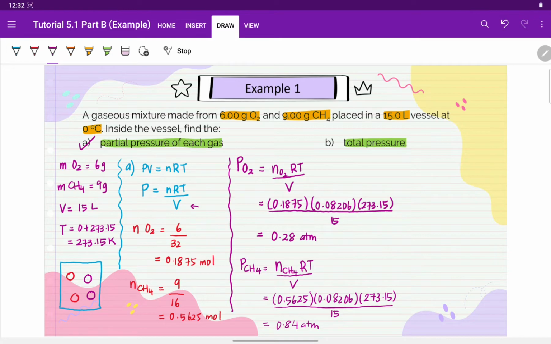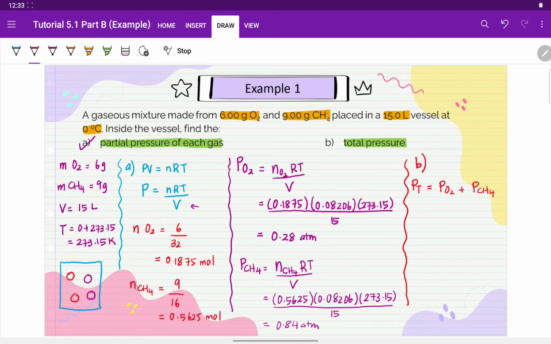Okay, now, next we will answer question B. So B here, what is asked? We are asked to find the total pressure. Okay, so for total pressure here we will apply Dalton's law of partial pressure. Okay, to find P total, whether you write PT or write P total in full, just make sure you label. Okay, sorry. So, you just need to make sure that you label. So, P total, meaning we want to find the total pressure in the container here, is equal to the partial pressure of oxygen gas plus the partial pressure of methane gas here.